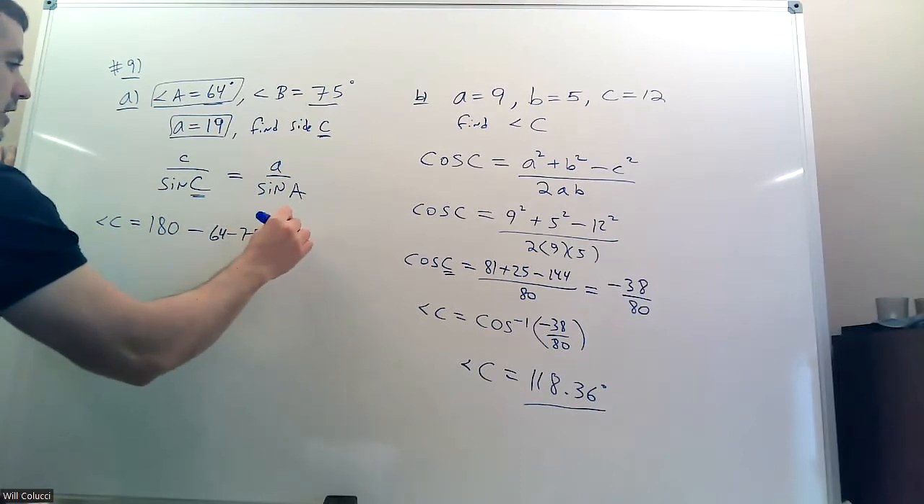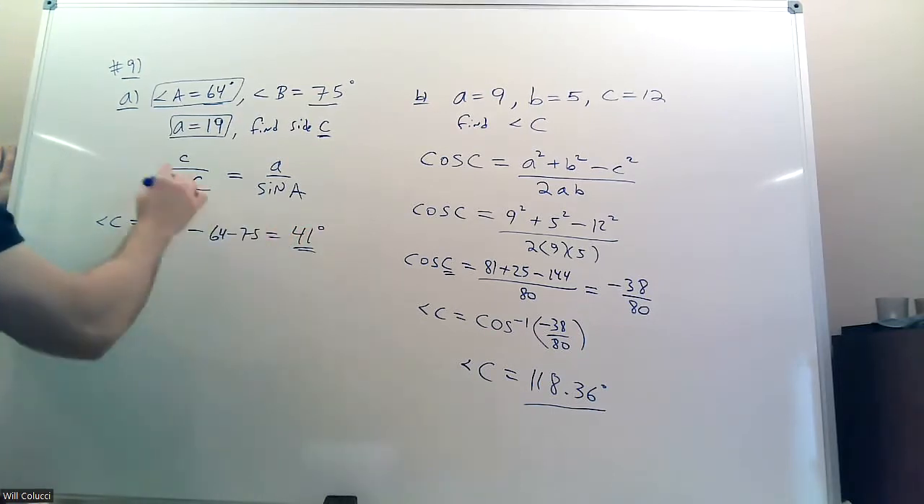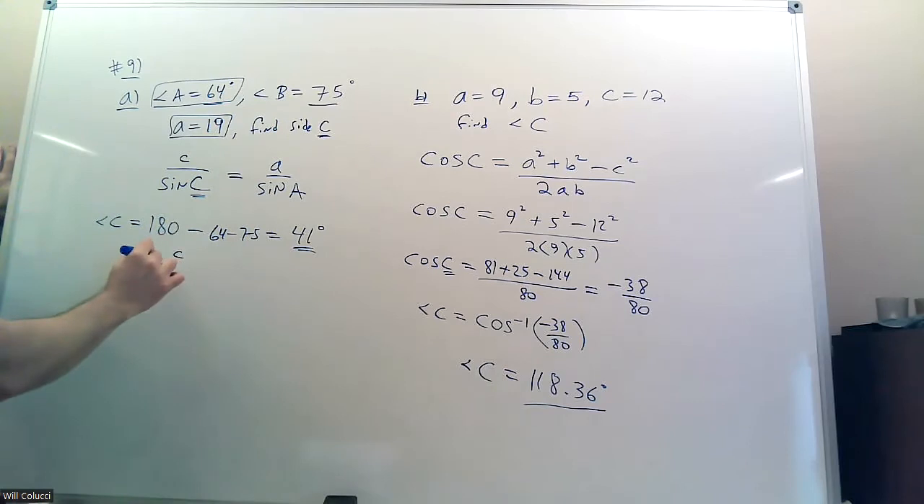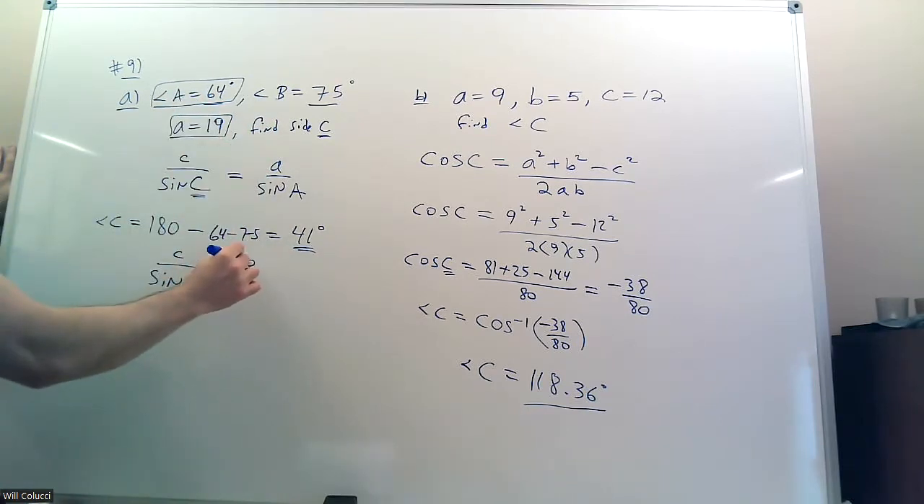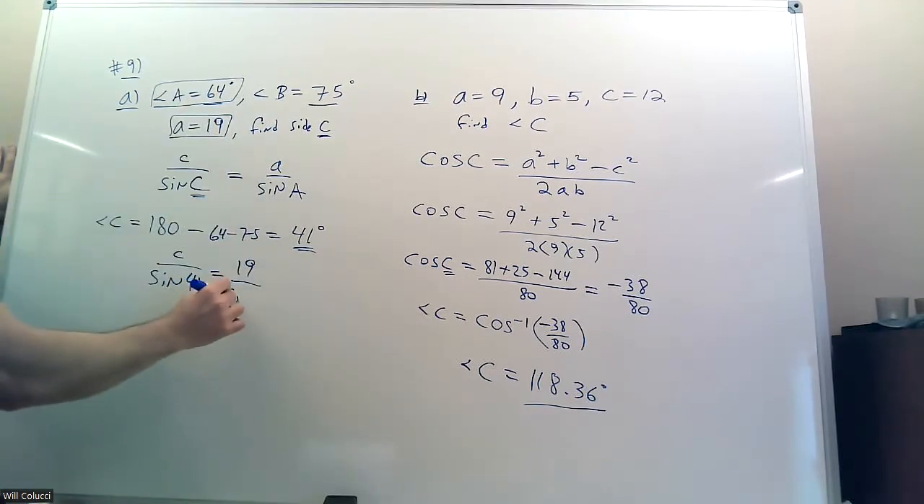Right? You need that angle. Now plug in everything you know. I don't know side C, I'm looking for it. I just figured out that angle C was 41. I need that, it's critical. Side A is 19, and angle A is 64. This is important. I need to see that step.